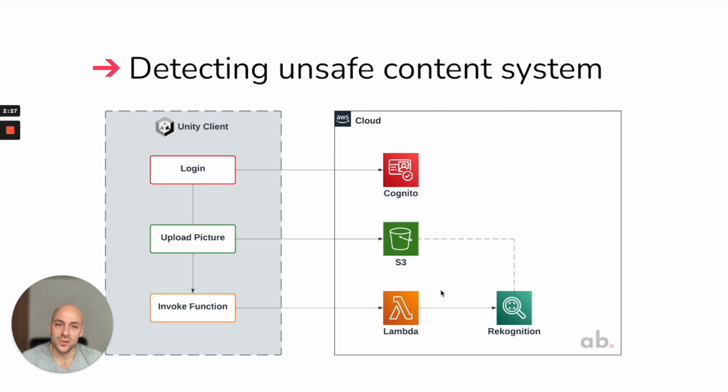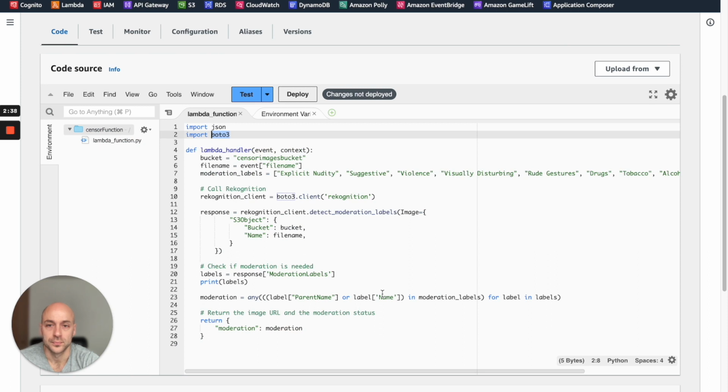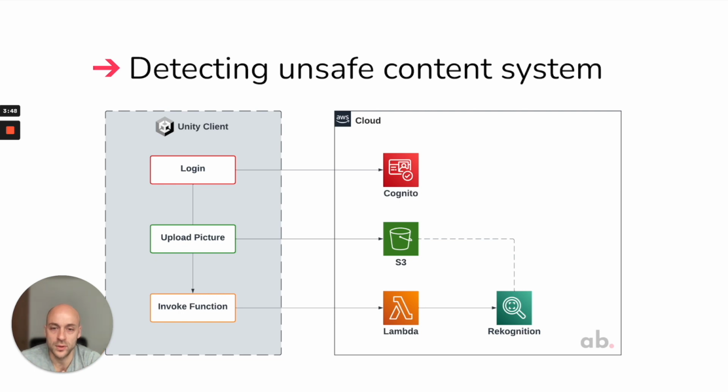About the Lambda function, I wrote it in Python, but it's up to you to choose your favorite programming language. The function is very simple. I receive the file name from the Unity client and here I'm selecting all the moderation labels available. My face can be inappropriate in many ways and we never know. Then I call the moderation API of Rekognition thanks to the Boto3 library, and I indicate here the bucket and the file name. And then we return to the Unity client if moderation is needed or not. Okay, so that's it. Let's go now to the demo.